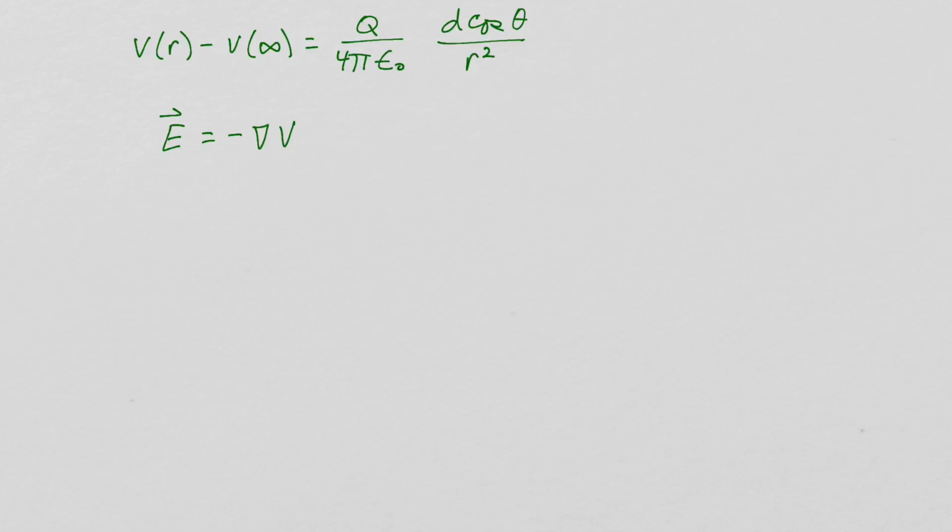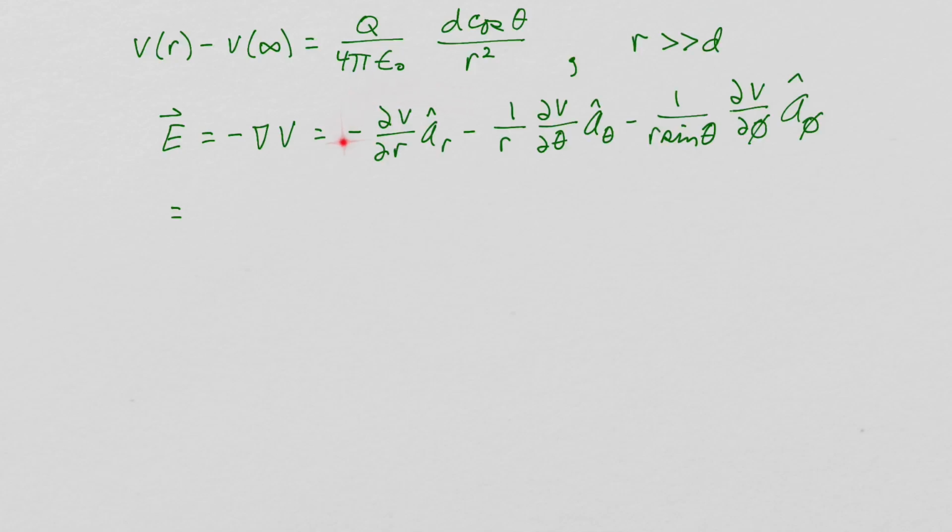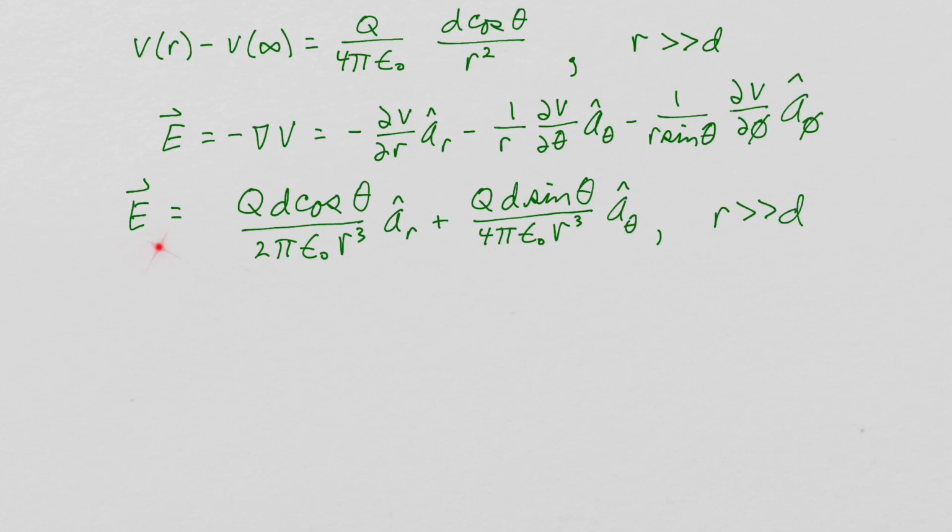Here is the expression for minus the gradient of the potential in spherical coordinates. Applying this to our potential field, we get the following for the electric field intensity, when the distance from the dipole is much greater than the separation between the charges in the dipole.